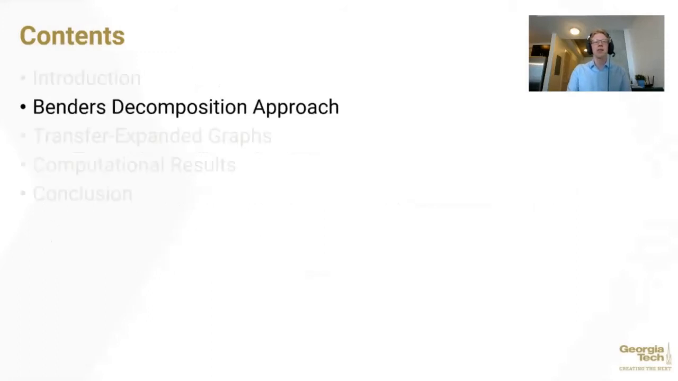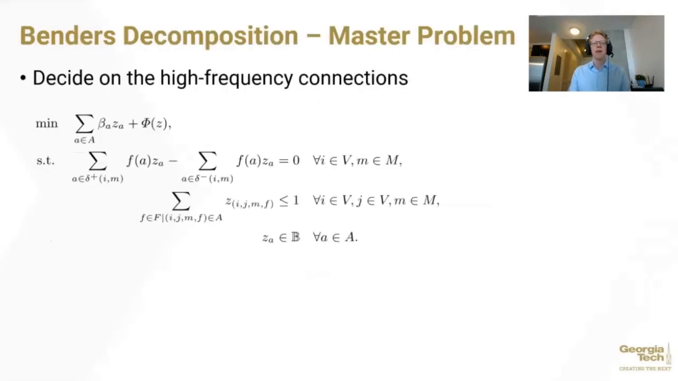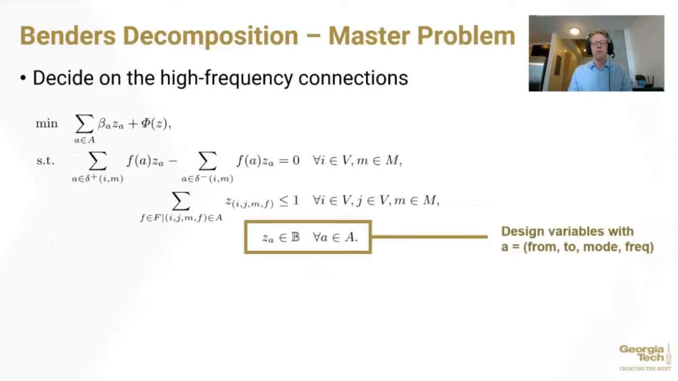Let's first look at the standard Benders decomposition approach, starting with the master problem. In the Benders decomposition approach, the master problem is the question to decide on the high frequency connections, so the buses and rail. I've given the formulation. I won't discuss all the notation because we don't have time. But the important things I'll point out, of course.